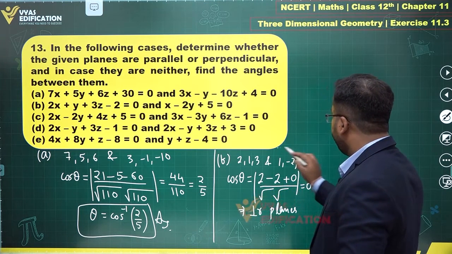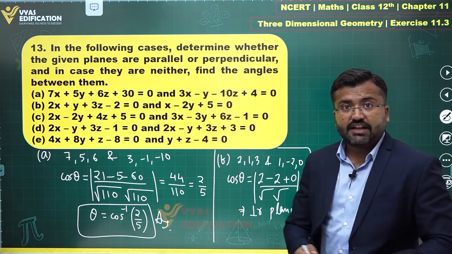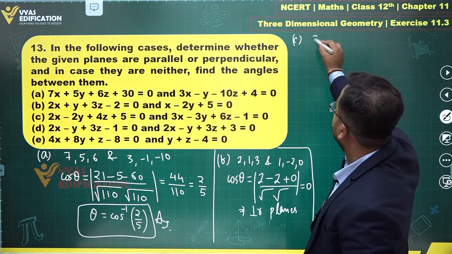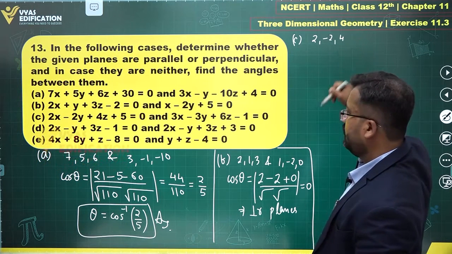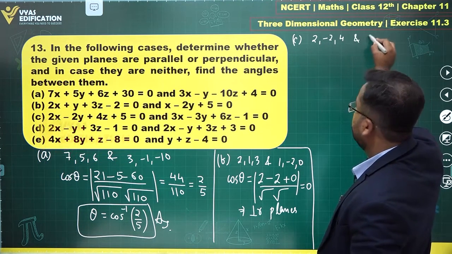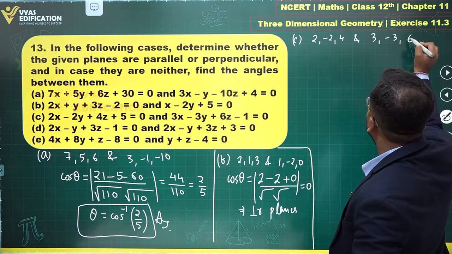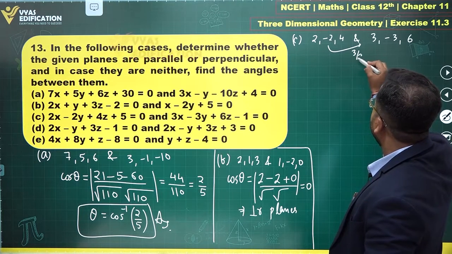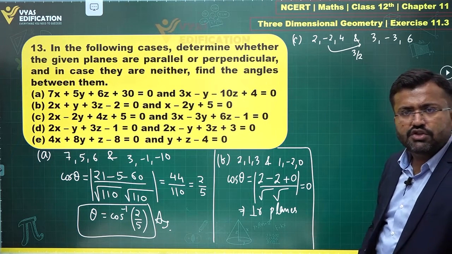That's what you can observe in part B, right? Let's take a look at part C next. Part C, we have 2 minus 2, 4 and 3 minus 3, 6. Pretty interesting. This is directly multiplied by 3 by 2. They are proportional, right? They are proportional, yes.